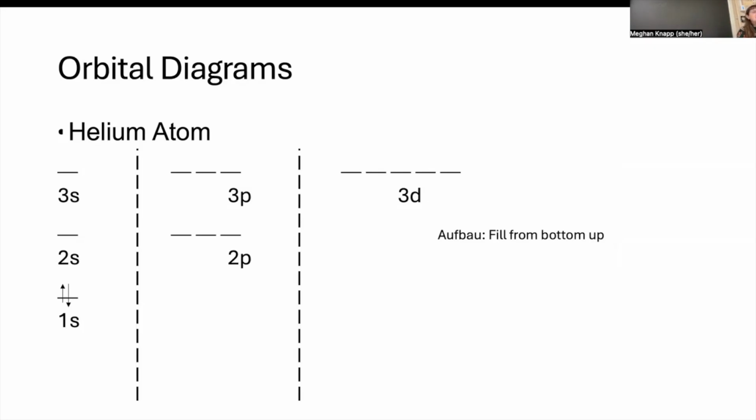But Pauli says there has to be some difference, and that difference is going to be whether it's up or down. So we're going to have to show that second arrow as being down. All right. So that's how we do those diagrams.